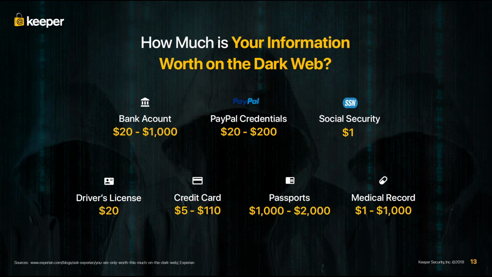And when you start looking at this, you ask, well, how much is your information really worth? The information here, which is interesting, is that a bank account, for instance, can fetch anywhere from $20 upwards of $1,000 for a single set of account credentials. PayPal, for instance, fetches between $20 and $200. A Social Security number used to be a lot more than $1. But what happened was with the Equifax breach, the price on the dark web for Social Security, just given supply and demand, dropped.